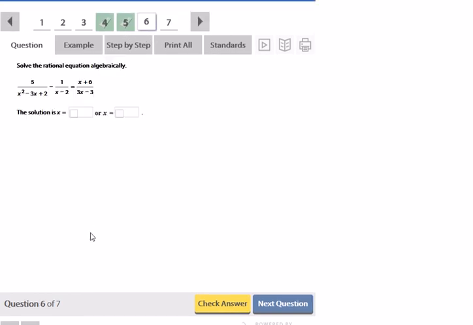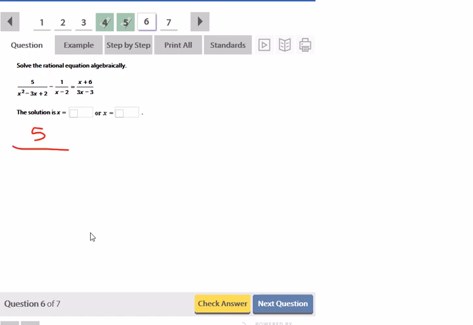Okay. Let's solve this rational equation. The right side looks like it's ready to go. I could factor that denominator, and I will, but my work primarily at the beginning here is to subtract that rational expression on the left side. In order to subtract, I need to factor.